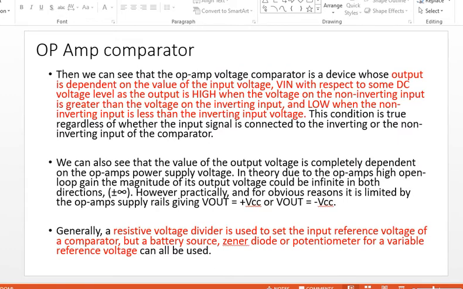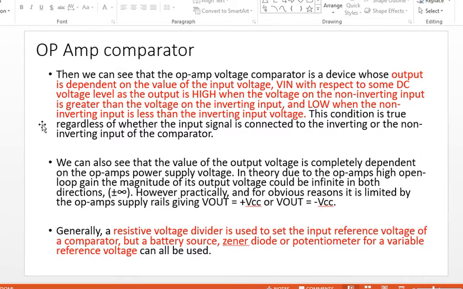Anyhow, plus one more phenomenon which is most common here: you can observe that practically the dependence of your op amp is quite a lot on your DC biasing voltages. And generally some circuits use a resistive voltage divider circuit to supply this input reference voltage of the comparator, right? But sometimes a Zener diode or a potentiometer or a battery source can also be implemented, right?